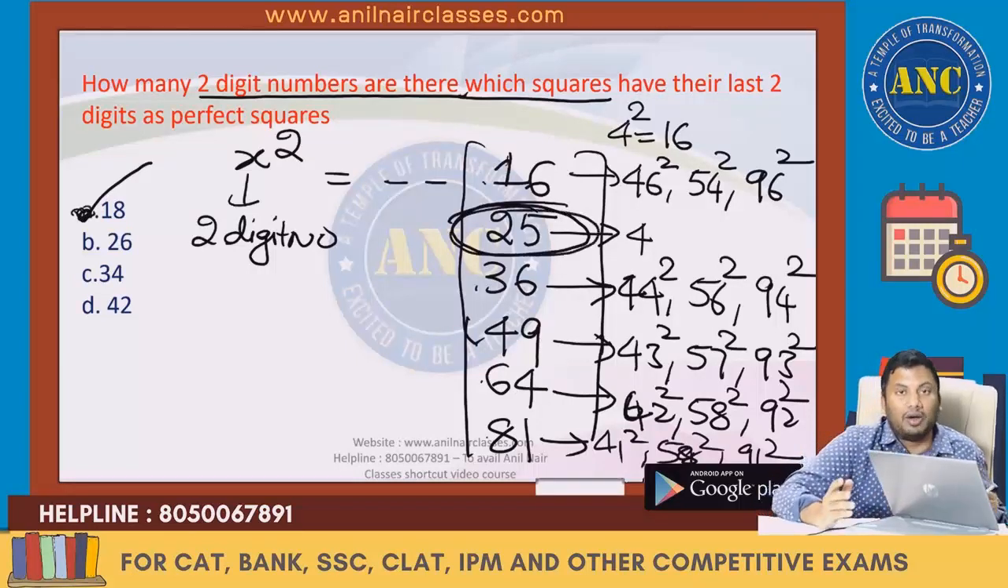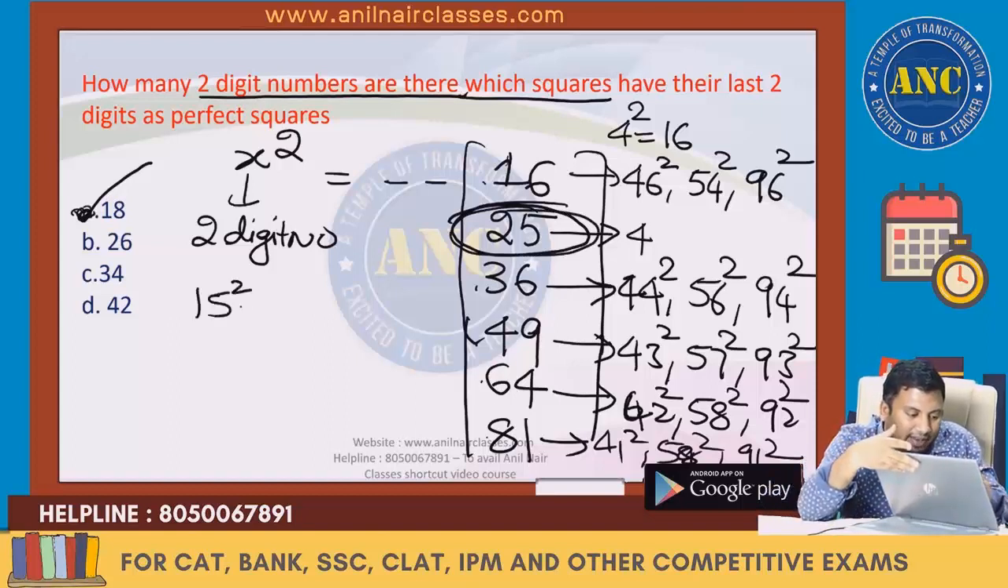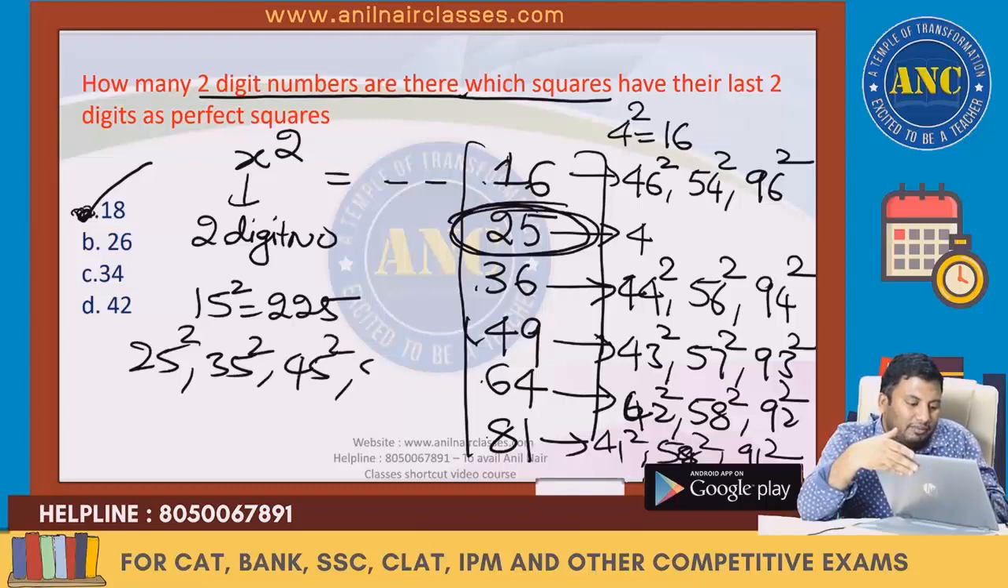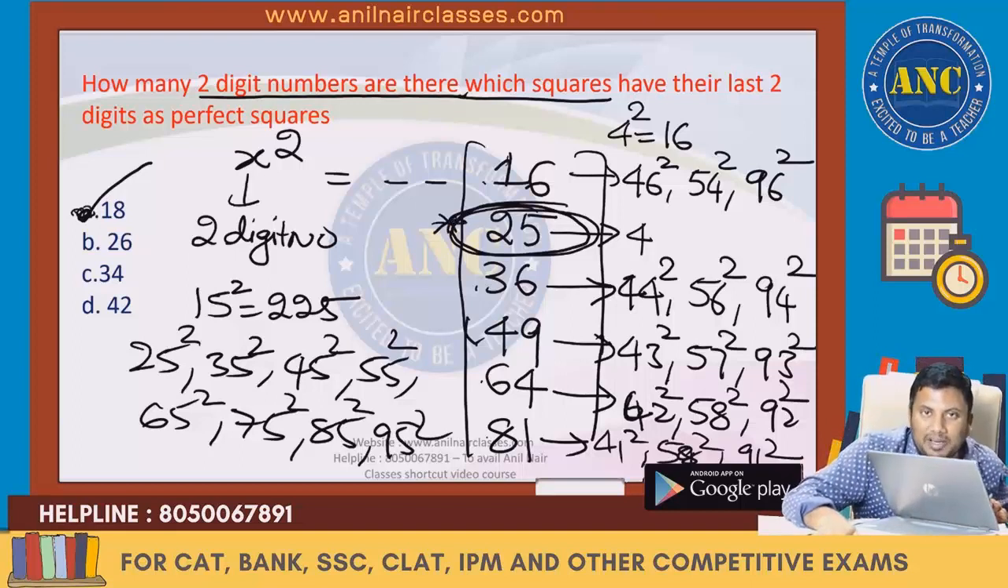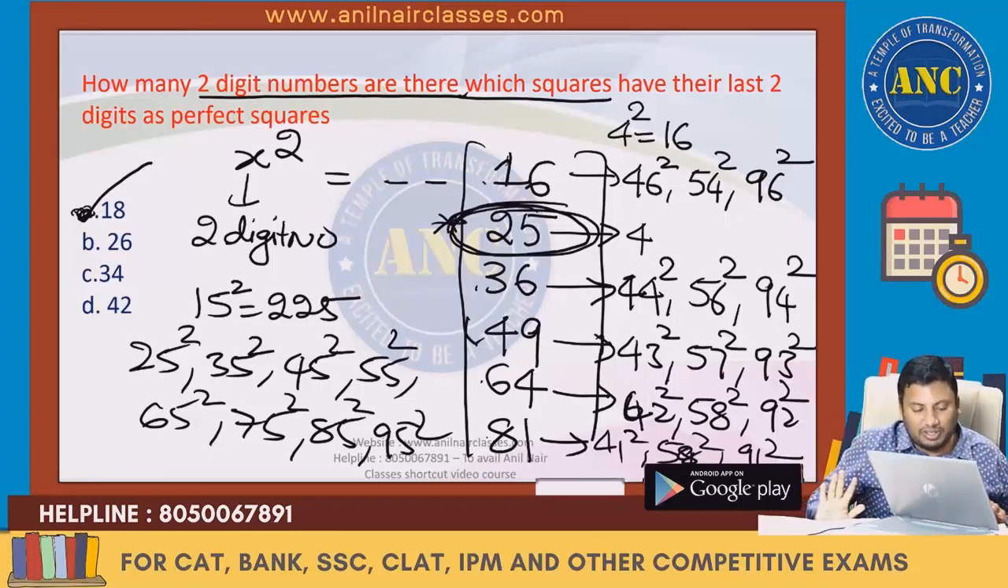How many numbers will have 25 at the end? For 25, 15 square is 225. 15 square, 25 square, 35 square, 45 square, 55 square, 65 square, 75 square, 85 square, 95 square. Except those ending with 5, all the other numbers will form 3 cases. That is something which I have not seen. So, 1, 2, 3, 4, 5, 6, 7, 8. 8 cases I got. I hope it is clear.